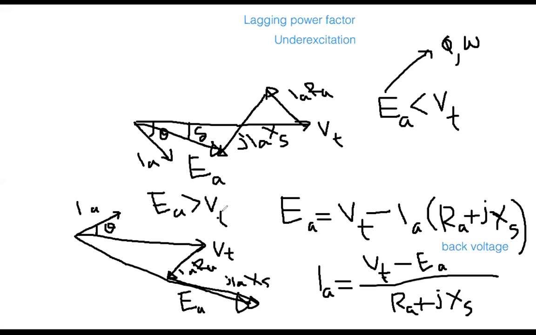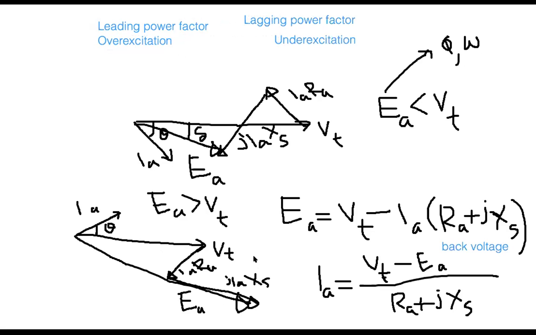EA will be greater than VT. So how can you increase the EA? Because EA is a function of flux and the speed of rotation, it should be overexcited. Therefore, when it is overexcited, this means that it is the case of the leading power factor. So therefore, we can write here the conclusion that for leading power factor, it is the overexcitation.